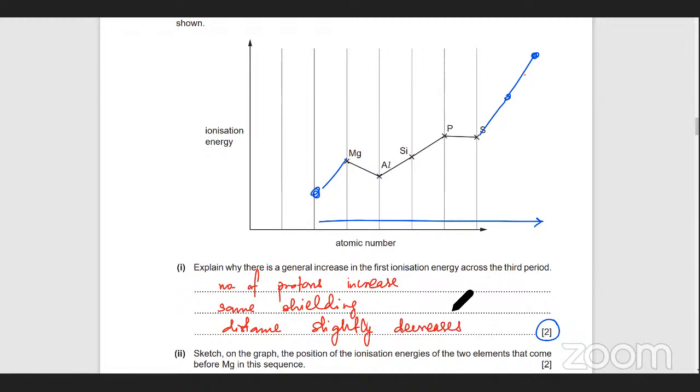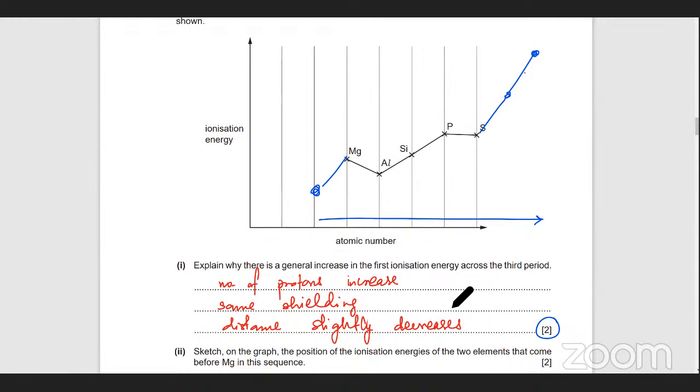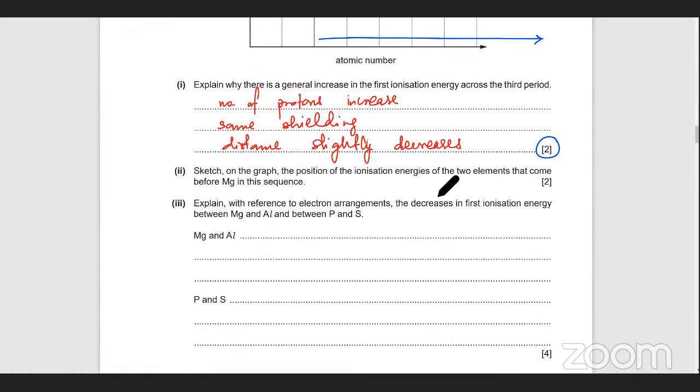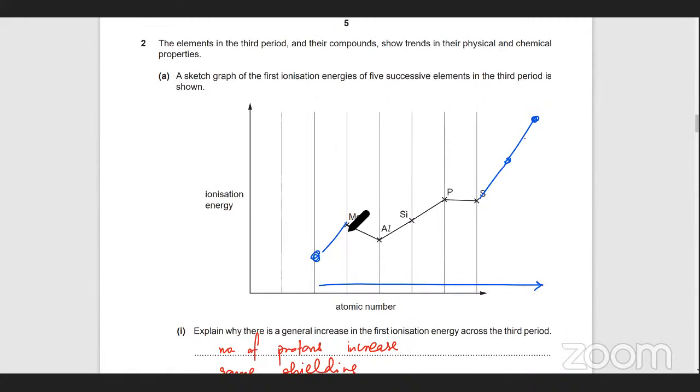So the distance very slightly decreases. As a sketch on the graph, the position of the two elements that come before Mg in the sequence. Before Mg, so Mg से पहले क्या आता है? Na आता है. ठीक है. Na से पहले कौन सा आता है? Where would be the one that would be before Na, which is neon? Neon कहाँ पे होगा?